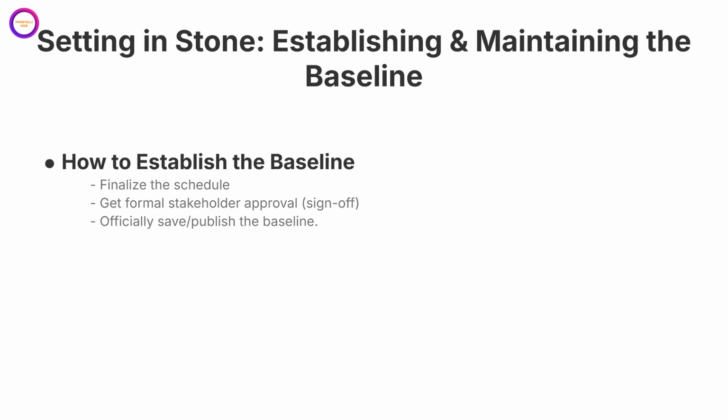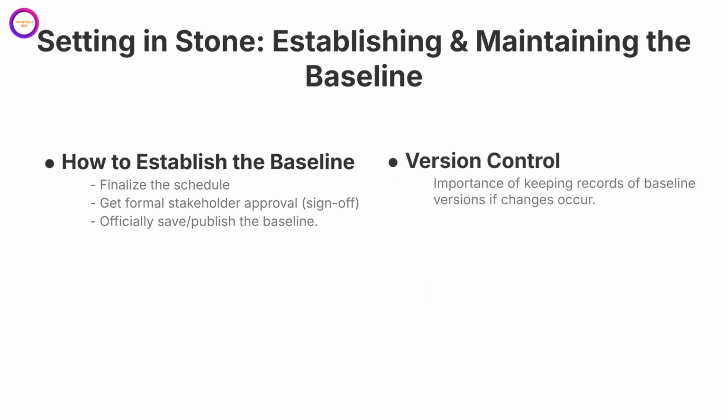Once the baseline is set, we need to manage it. This brings us to version control. It's very likely that your project will undergo some approved changes. When a significant change forces you to update your baseline, a process we'll discuss next, you don't just overwrite the old one. You save a new version. Keeping a record of baseline versions, baseline 1, baseline 2, etc., is crucial. It provides a historical record of the project's evolution and allows you to track the cumulative impact of changes over time.